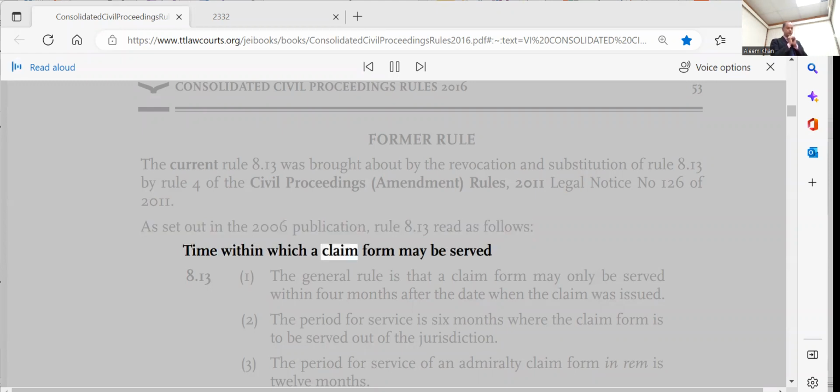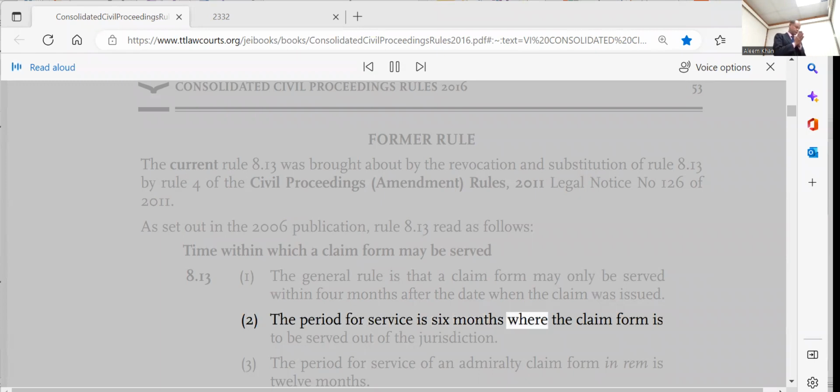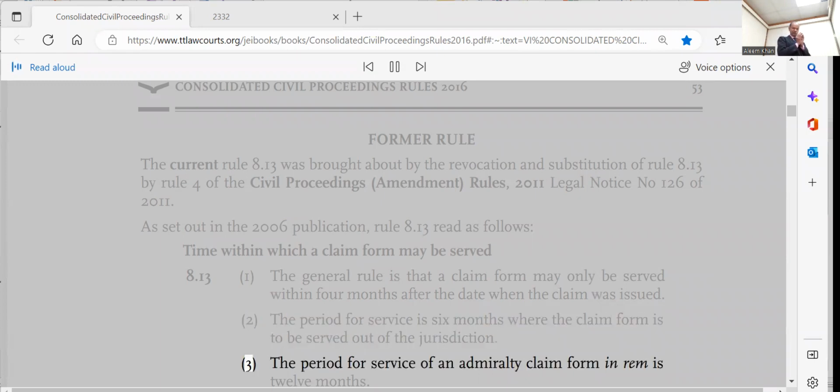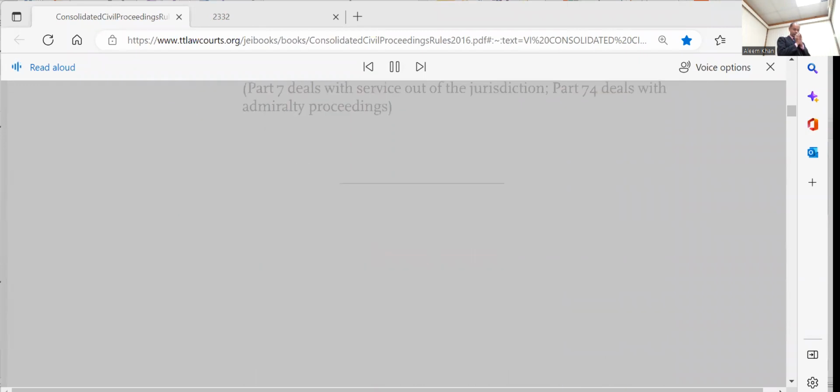Time within which a claim form may be served. 8.13. 1. The general rule is that a claim form may only be served within 4 months after the date when the claim was issued. 2. The period for service is 6 months, where the claim form is to be served out of the jurisdiction. 3. The period for service of an admiralty claim form in rem is 12 months. Part 7 deals with service out of the jurisdiction. Part 74 deals with admiralty proceedings.